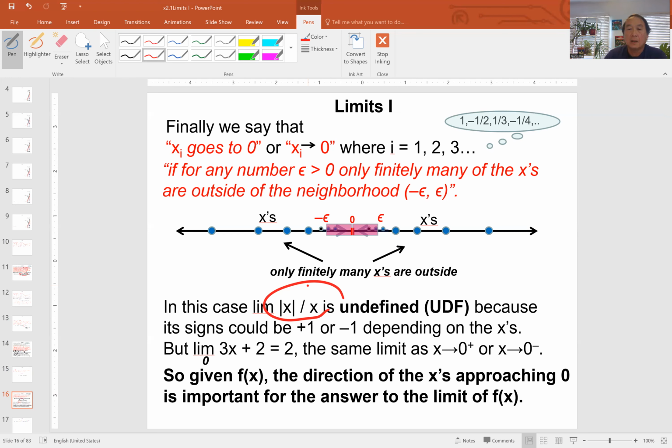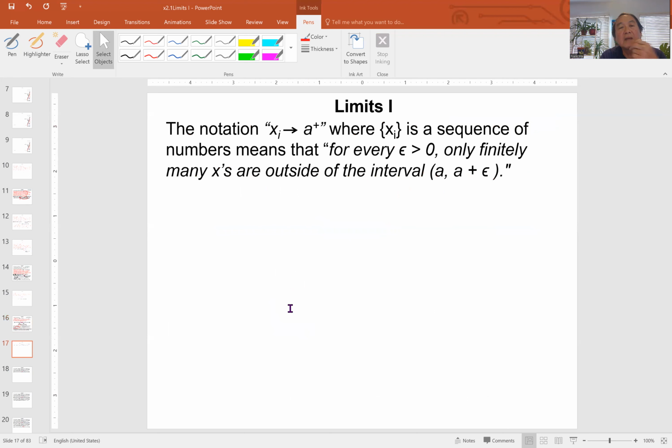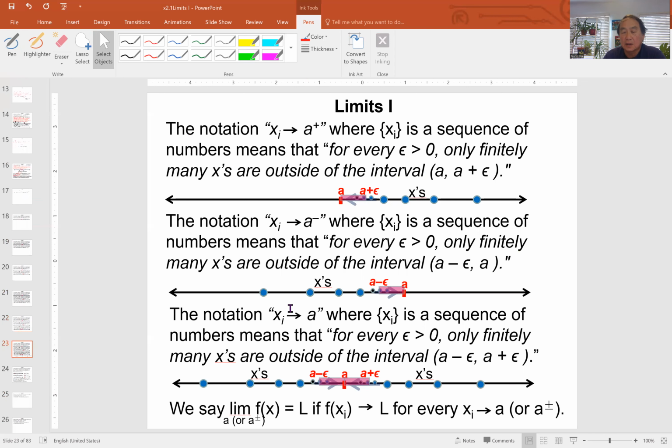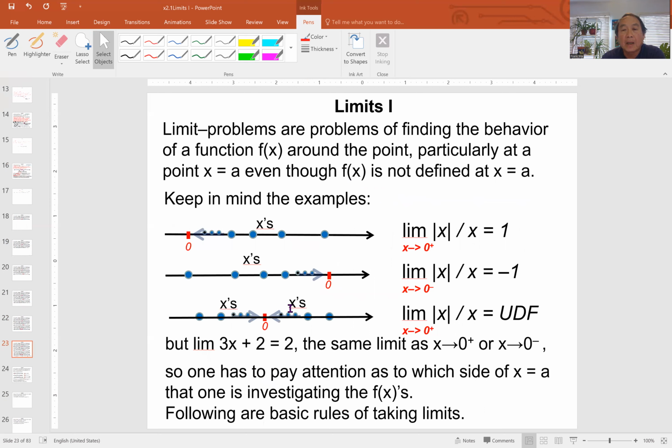But on the other hand, it doesn't matter what the sign is. When x goes to 0, this 3x plus 2 is still 2. X shrinks and you get nothing. In a similar manner, you can think about x approaching a number a from the right hand side or left hand side. I'll leave that to you to read through. You can basically copy and paste the definitions, more or less, changing the number from 0 to a. That's all. So again, these examples are very important.